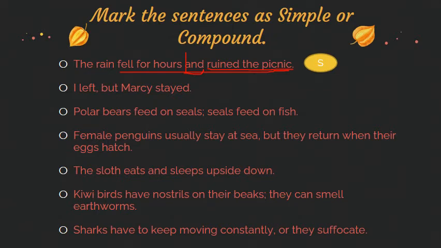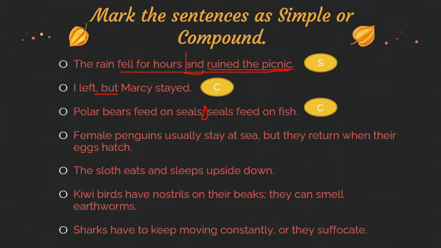Two: I left, but Mercy stayed. I left, I have here a comma with the conjunction "but." Mercy stayed alone. Okay, Mercy stayed makes an independent clause, yes. I left also makes an independent clause. Then it is a compound sentence. Polar bears feed on seals; seals feed on fish. You notice here I have a semicolon and I have two independent clauses. Then it is a compound sentence.